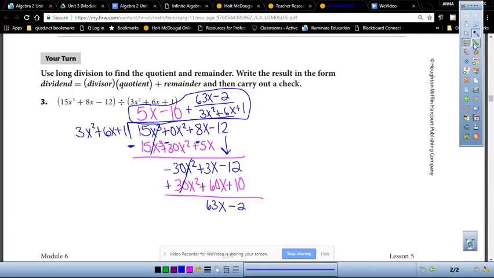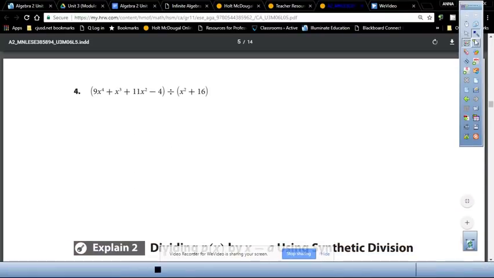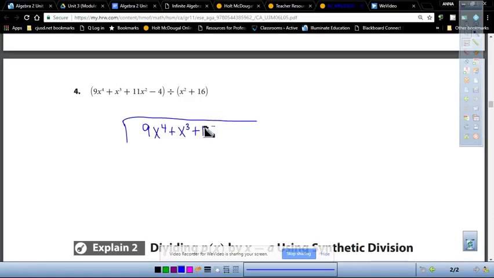I do highly encourage you to pause the video at this point and try number 4 on your own. Now that you've paused the video and tried number 4 on your own, let's go ahead and set it up. So you're going to check your answer with me. So I get 9x to the 4th plus x cubed plus 11x squared. Notice there's a missing term. So since there's a missing term, be sure you had 0x in there. On the outside, I put my divisor of x squared plus 16.